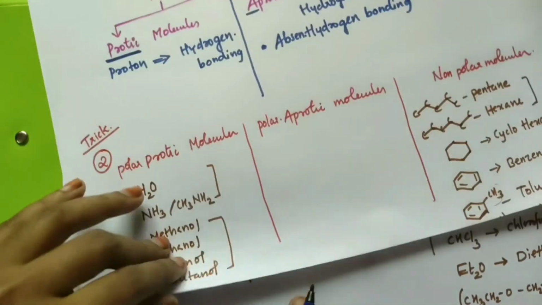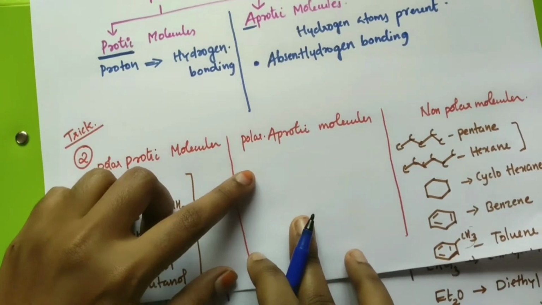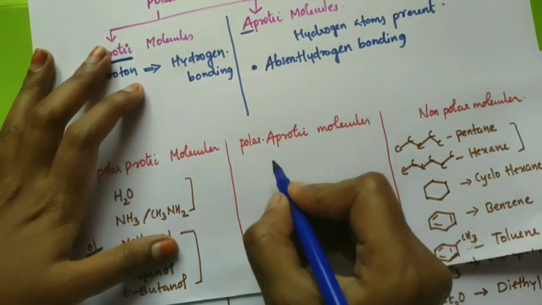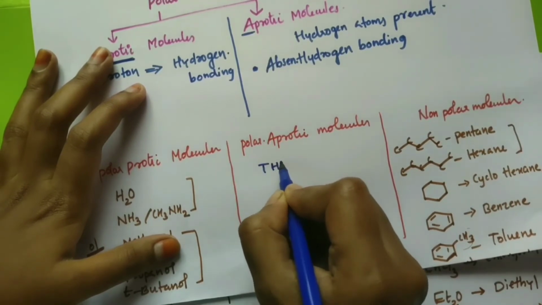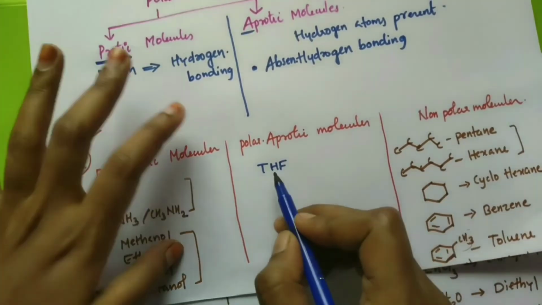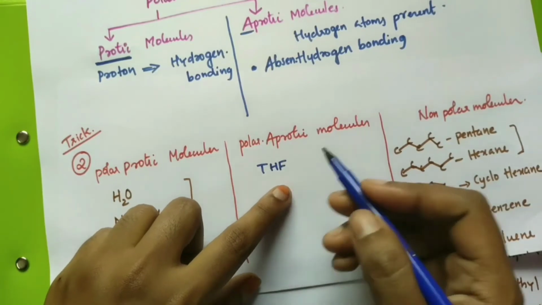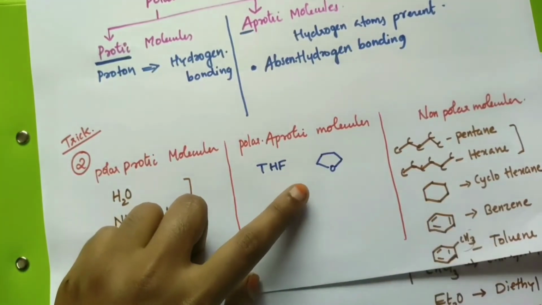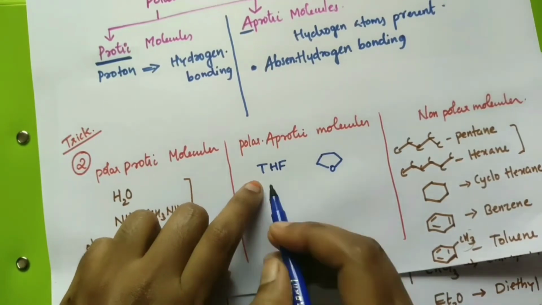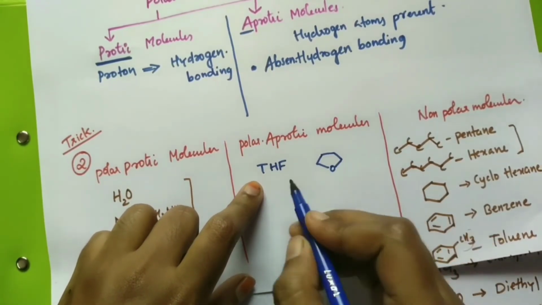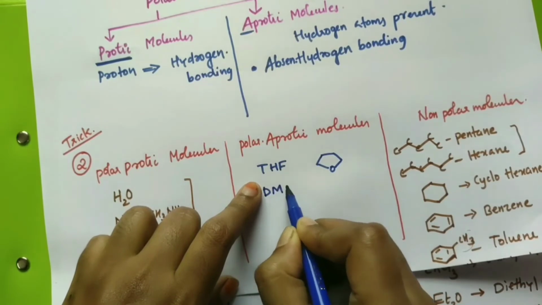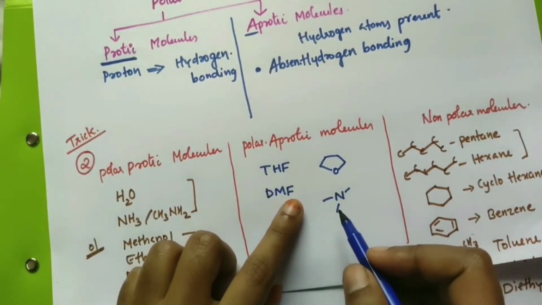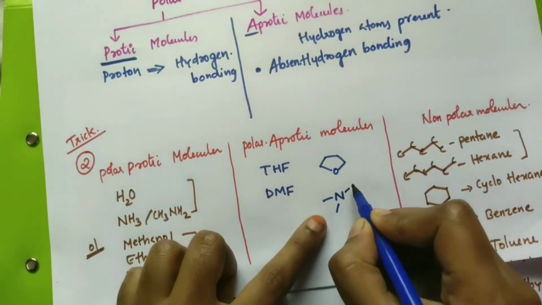And now we have to study the polar aprotic molecules. For this you should first remember THF, which is tetrahydrofuran. This is the structure. If you remember THF, then go to DMF, dimethyl formamide.